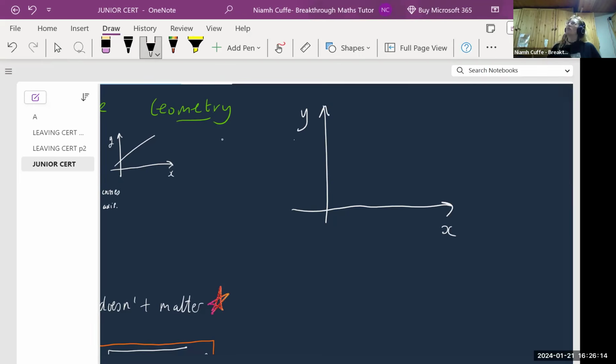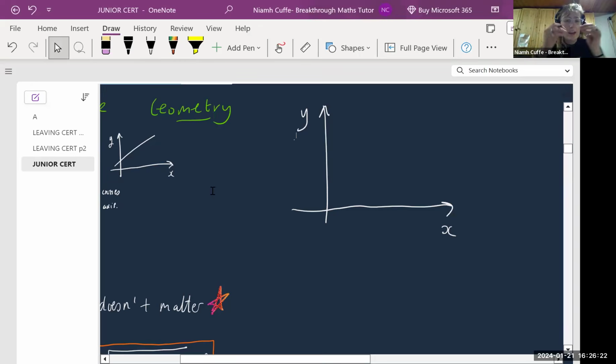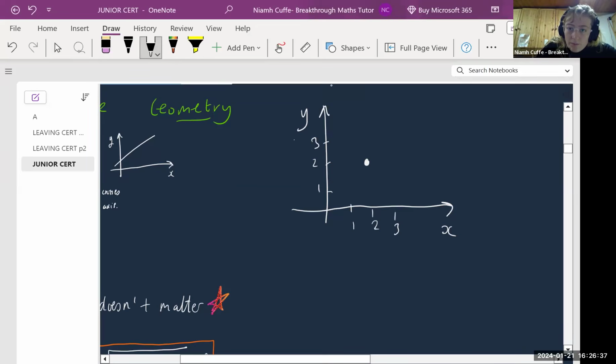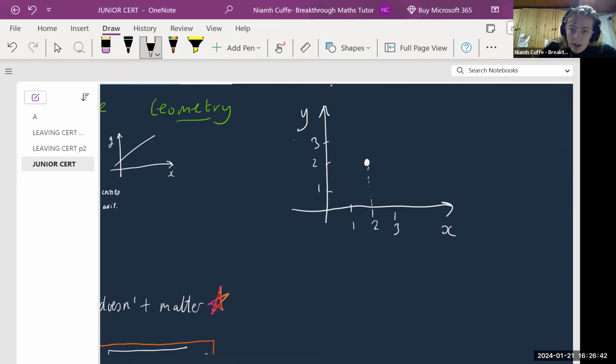It's the same thing as if you're lost somewhere and you send someone coordinates to where you are. That's coordinate geometry. It's telling you where you are in space. This is the whole point of this topic. So for example, let's say I had 1, 2, 3, 1, 2, 3, something like this. If I put the point here, I'm at 2 on the x-axis, and I'm at 2 on the y-axis. So this must be the point 2, 2 on the coordinate geometry plane.